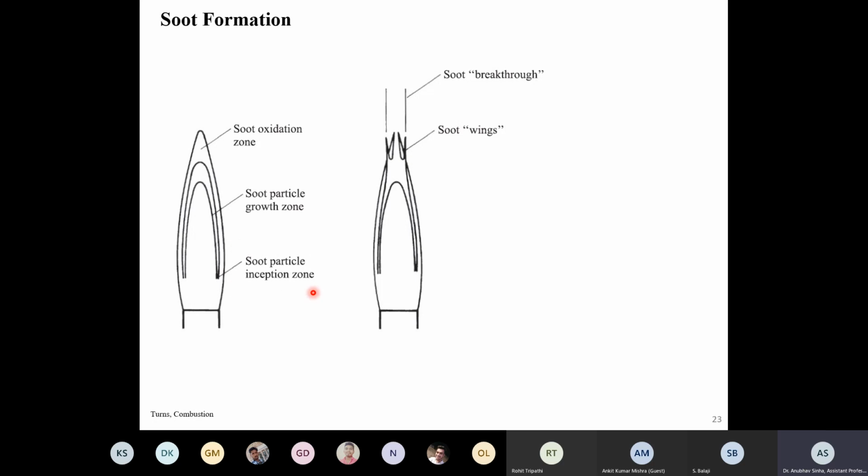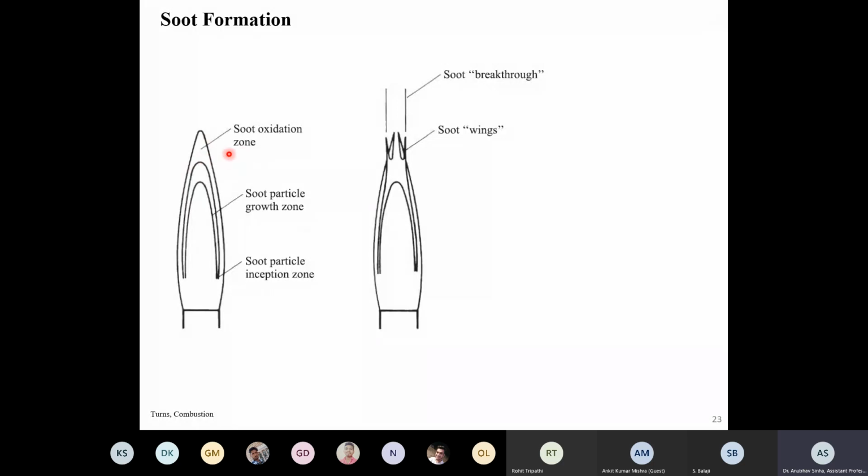Okay, so small particles are getting formed. We'll see how it will look in a few slides. Initially we see small particles, the inception zone. Then those particles grow, and this is called the growth zone. Finally at the top you have big particles, which also get burned. So it is not that you are just generating big particles; these particles also get oxidized in this oxidation zone.